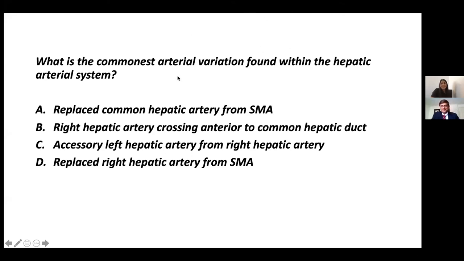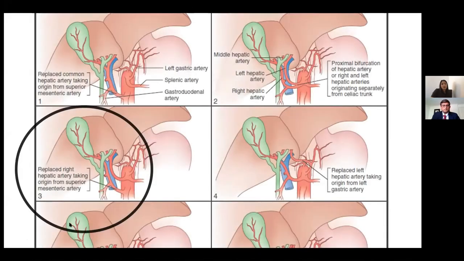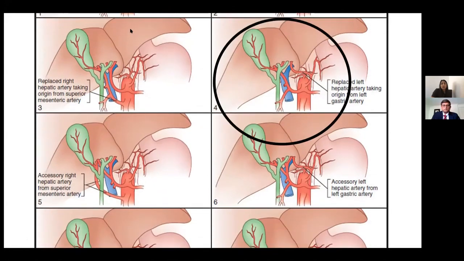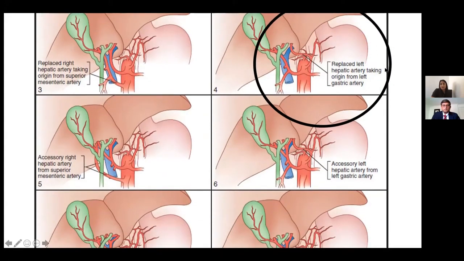So this was asked in my FRCS, which is why I've put it in. So the answer is the replaced right hepatic artery. Just moving along with this, you can see from this figure there are lots of numerous possibilities in terms of variations in the vascular system, but the most common are the replaced right hepatic artery taking origin from the superior mesenteric artery, or the replaced left hepatic artery taking its origin from the left gastric artery.